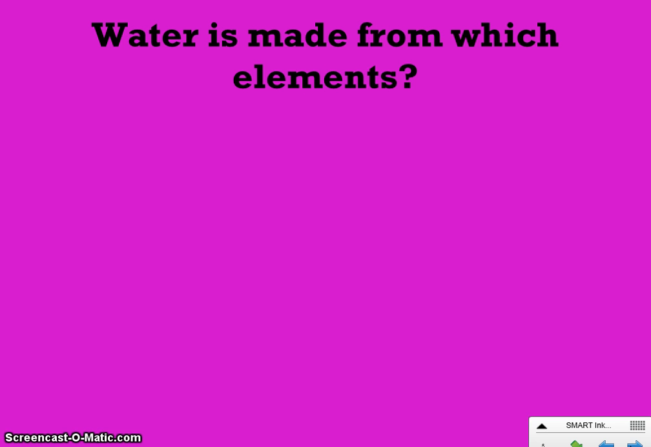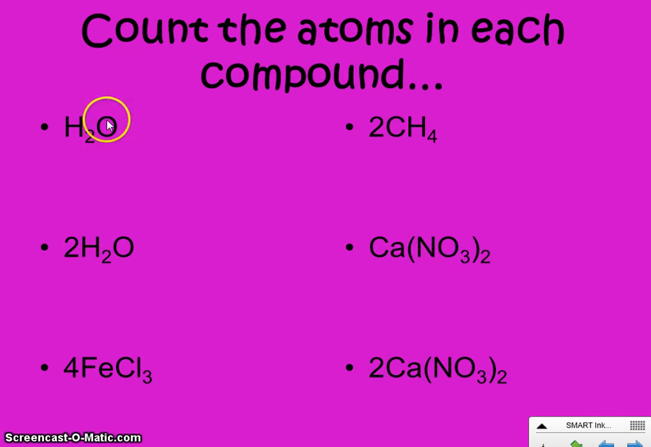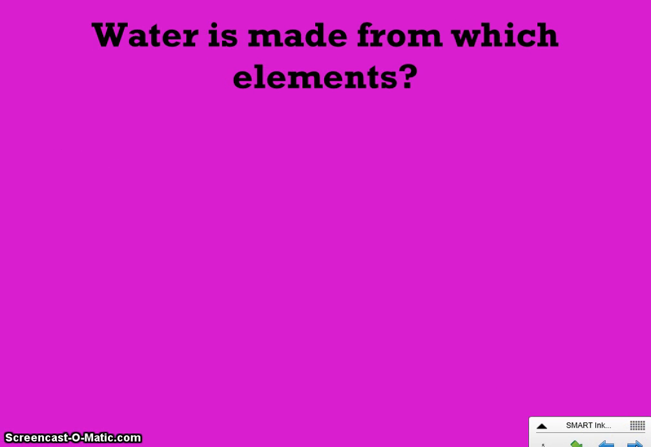Okay? Water is made from which two elements? There's two different elements in water. If you back up, here they are. So we have hydrogens in water and oxygens in water. Okay? So the two elements are hydrogen and oxygen.